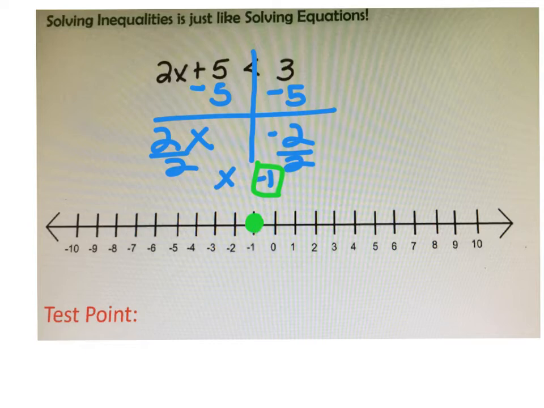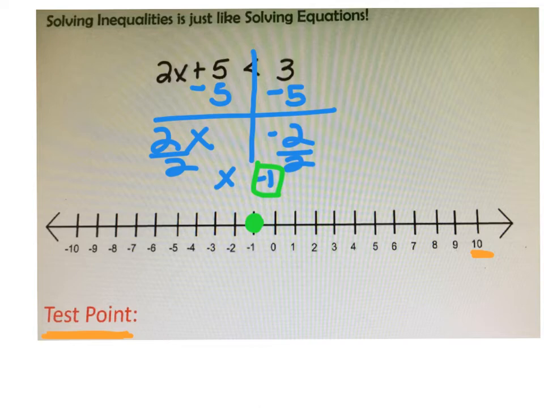So what you need to do for these is pick a test point. It doesn't matter what test point you use. You're going to pick a point either to the right or to the left. I'm just going to use, let's use 10 for my test point. So 10 is going to be my test point.